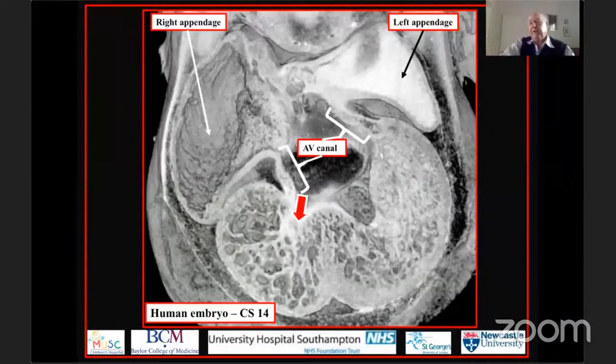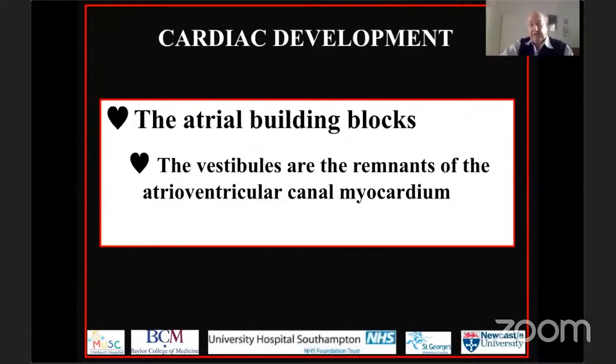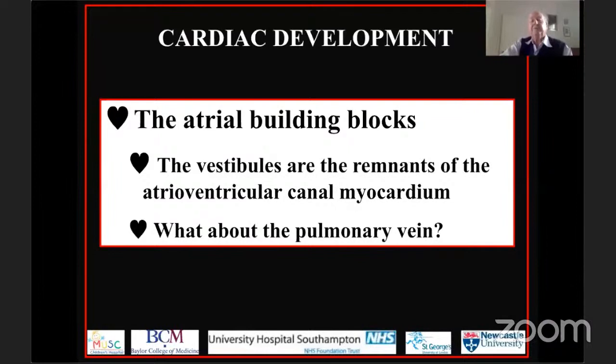But now the canal itself has expanded such that the right atrium is looking directly into the developing right ventricle. And we know that when the insulating plane develops so as to separate the atrial myocardium from the ventricular myocardium, it will form in such a way as to sequestrate that atrioventricular canal myocardium as the atrial vestibules. So the vestibules are the remnants of that atrioventricular canal myocardium.